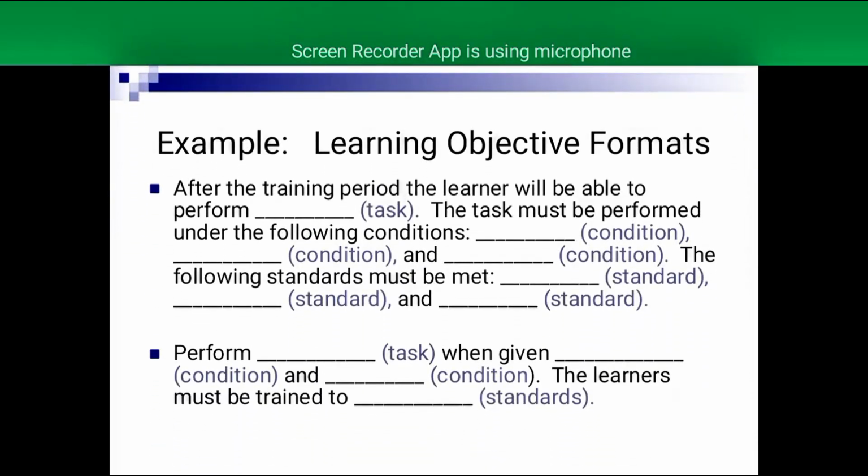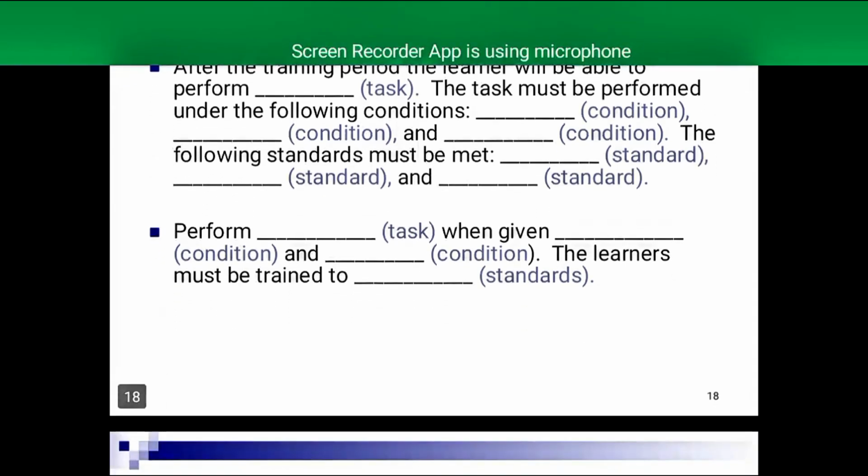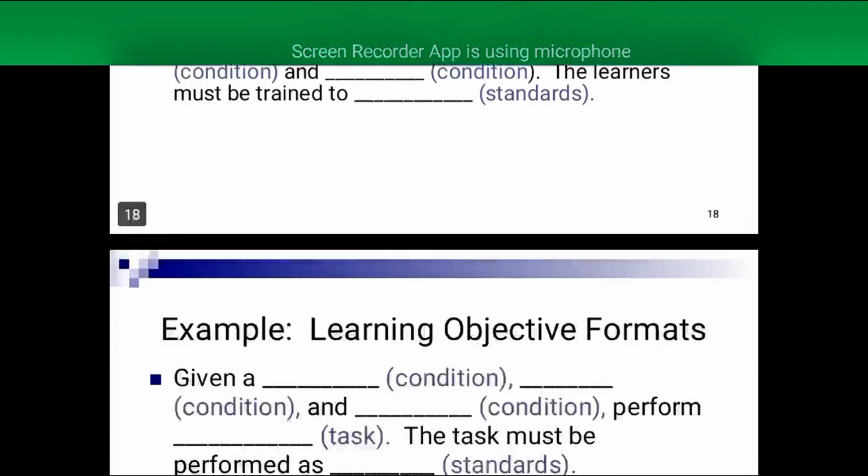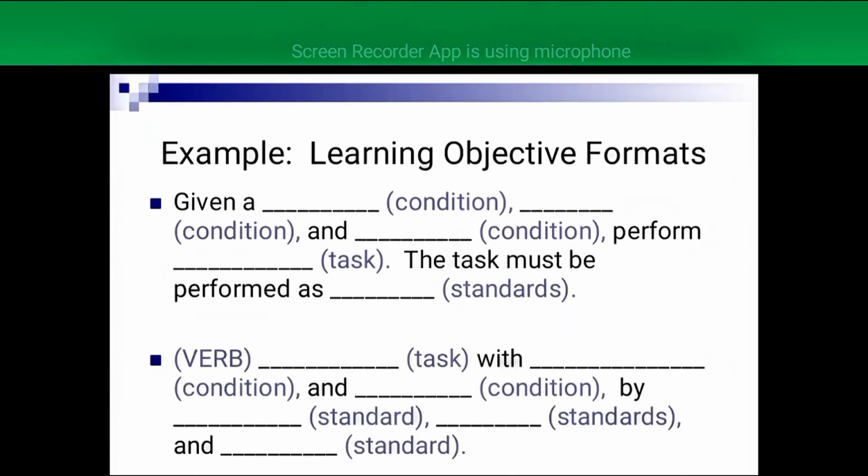Examples: learning objectives format. After the training period, the learner will be able to perform the task. The task must be performed under the following conditions: condition. And the following standard must be met: standard. Perform the task when given the condition, and the learner must train to standards. Example learning objective format.